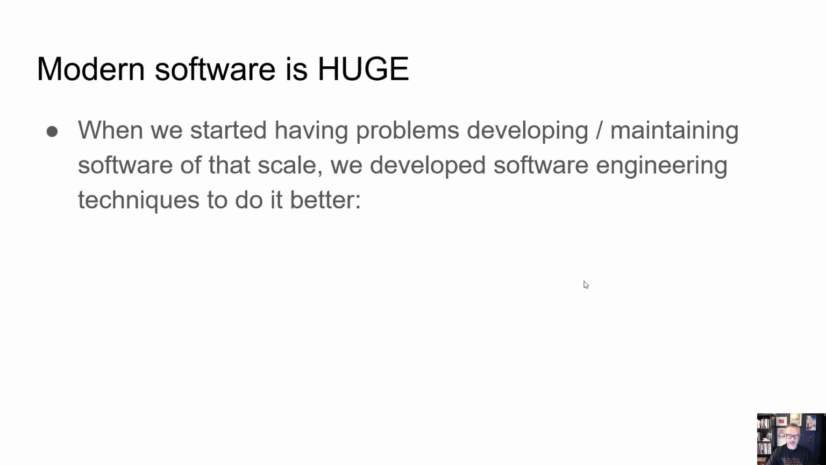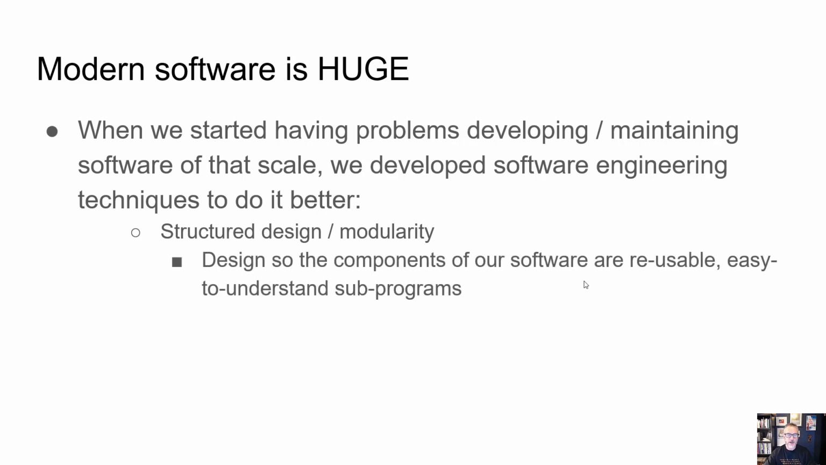The two that we're going to look at in this chapter are, first of all, structured design, or the concept of modularity. In this concept, we design our programs so that the components of our software are small, reusable, easy to understand components, subprograms, or modules that we put together sort of like Legos to build a larger system, okay? In our class up to this point and until chapter 8, those sub-pieces are largely going to be methods. When we get into chapter 8, we'll talk about how to use classes to make our modules.